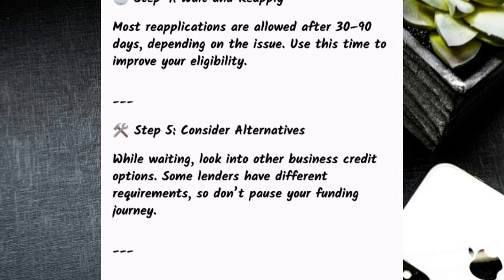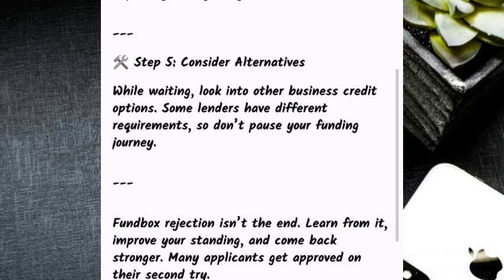Step 5, consider alternatives. Now, while waiting, you want to look into other business credit options. Some lenders have different requirements, so don't pause your funding journey. FUNDBOX rejection isn't the end. Learn from it, improve your standing, and come back stronger. Many applicants get approved on their second try.